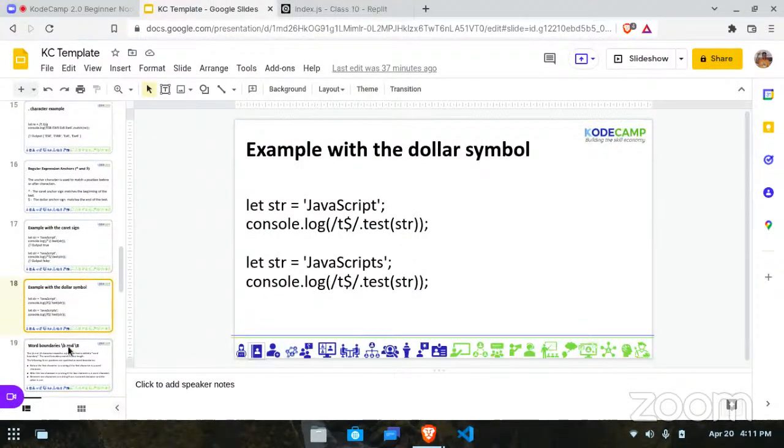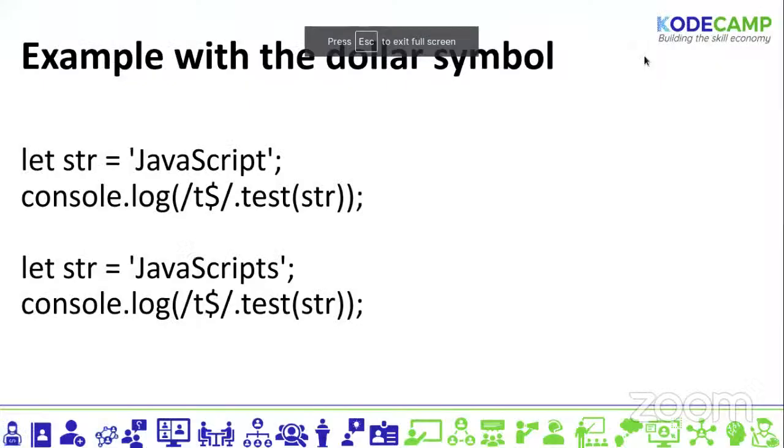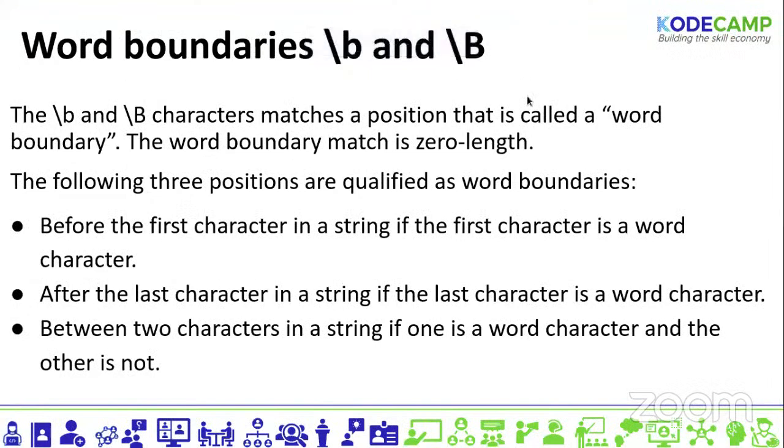So we have word boundaries in JavaScript regular expressions. The word boundary character matches a position that is called a word boundary. Let's look at the criteria before we can actually call a particular word from the beginning and end, and say this is the word boundary for this particular word. So: before the first character in a string, if the first character is a word character; after the last character in a string, if the last character is a word character; and between two characters in a string, if one is a word character and the other is not.